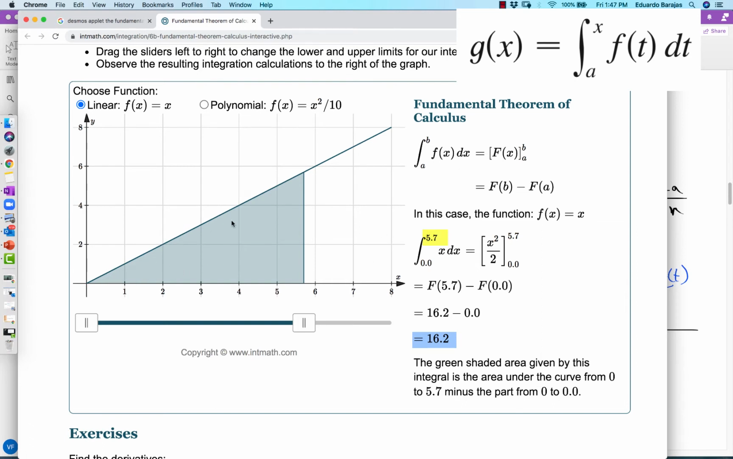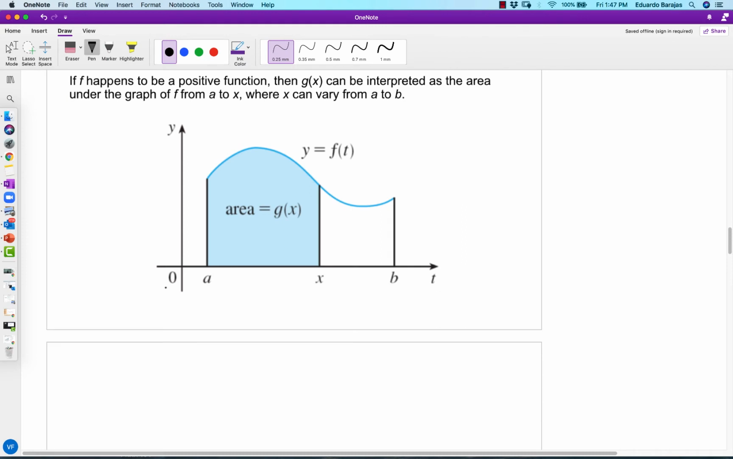So the function that describes this area from a fixed initial spot to some value, so here's where the moving x would be, this value here. As it moves, it describes an independent variable, and so we can define a function that way. So here's a nice little graphic that depicts the same thing.